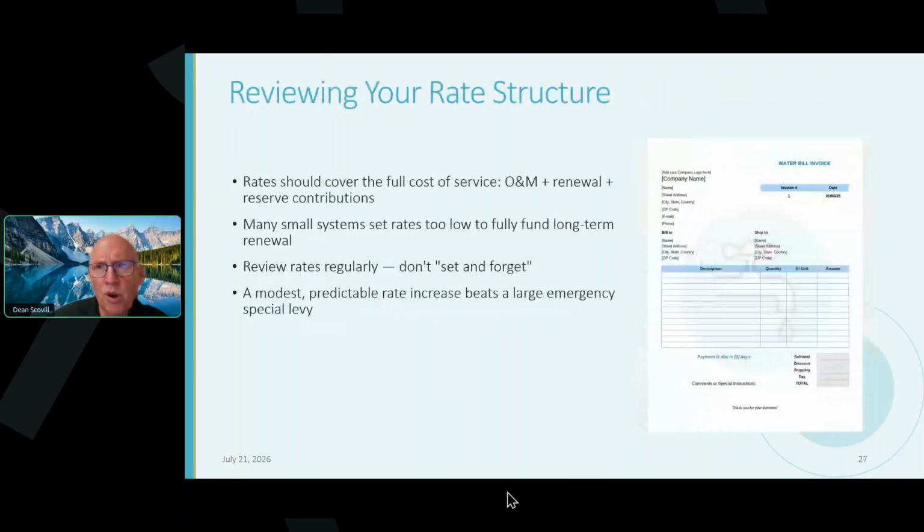So the owners are, well, I'll get to that in a sec. Sorry, I'm jumping ahead here. So the rate should cover the full cost of the service. It includes your operation, maintenance, renewal, and reserve contributions. You have to factor in the full life cycle cost. Many small water systems set rates too low to fully fund long-term renewal.